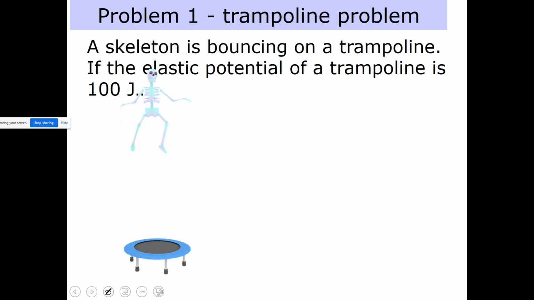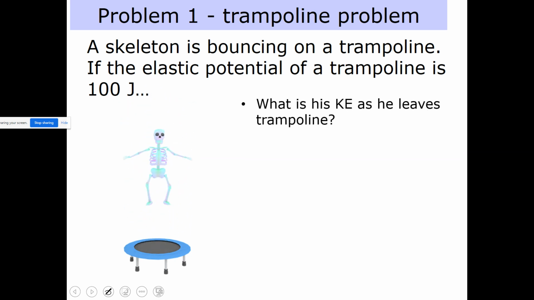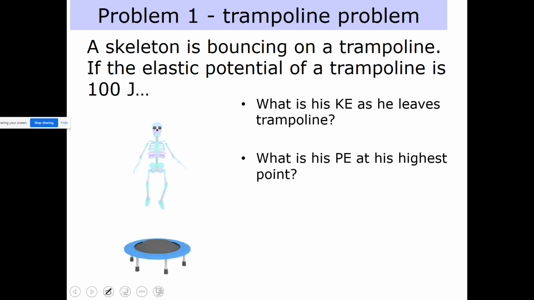Okay, let's take a look at problem number 1. This is a trampoline problem. You've got a skeleton bouncing on a trampoline. If the elastic potential of a trampoline is 100 joules, what is his kinetic energy as he leaves the trampoline? Well, I'm going to say his kinetic energy is 100 joules. So he gets to the highest point. What is his potential energy at the highest point? Well, there's a conservation of energy, so I'm going to say his highest point energy is probably 100 joules.